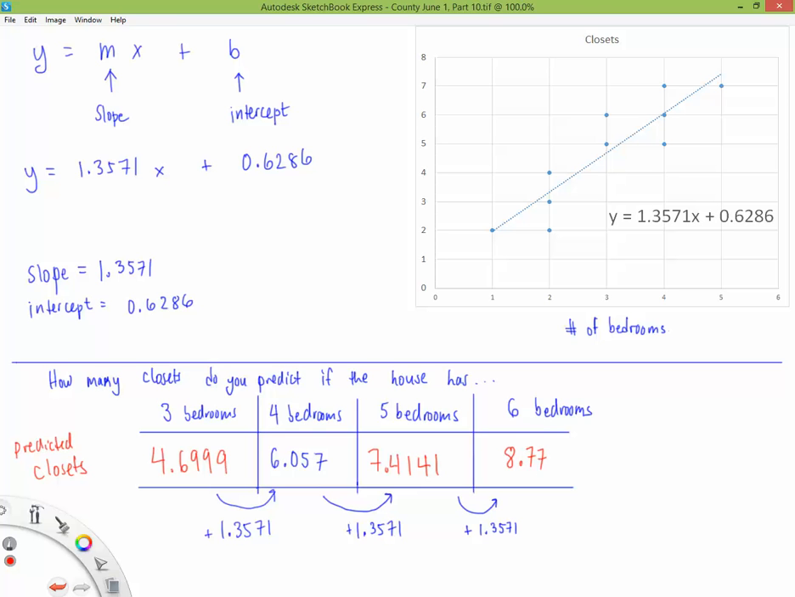Wait, I forget. 8.7712. Okay? So I do that, and I get that. And we could verify, we can type in 6 times this plus this, and I promise you, we would get 8.7712, okay? Is this okay with everybody? Okay.